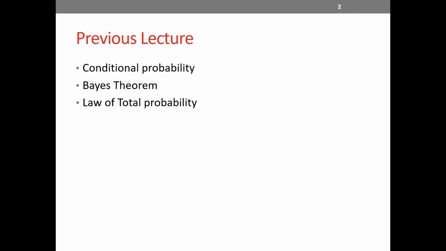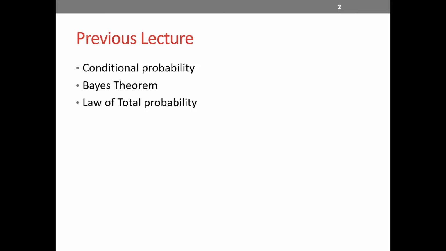Hi everyone, this is lecture 1 on independent events. In the previous lecture, we talked about conditional probability, Bayes' theorem, and law of total probability. Now we are beginning to talk about independence of events. And just to give you a general idea, independence is a simplifying assumption, right? And we compute probabilities in a slightly different way if we know that two events are independent of one another.